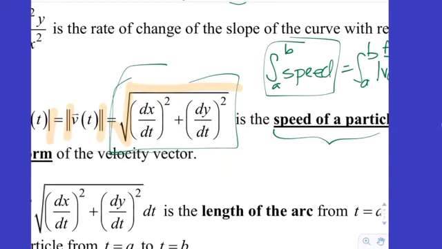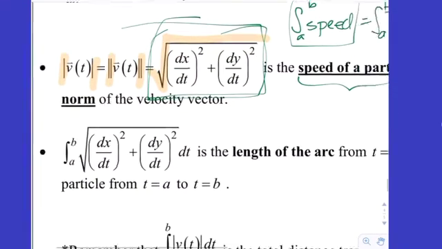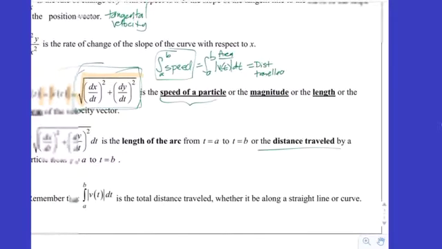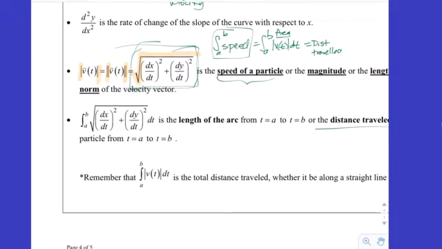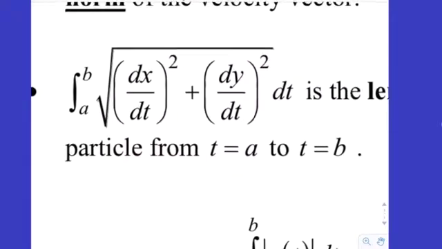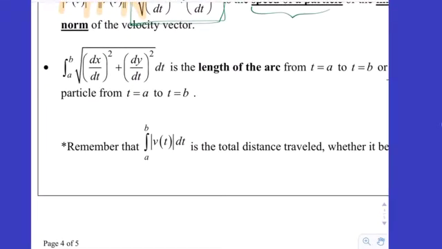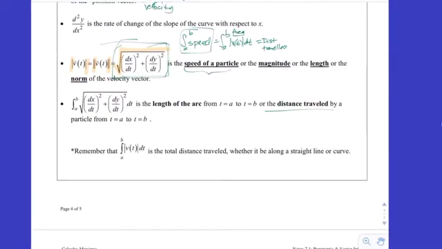Well, if this is the speed of our particle in 2-dimensional space, what happens if I integrate that? I get the arc length, which is also the total distance traveled along the curve. So they're one and the same. And this is what we just memorized. It's still going to be the arc length, but because it's the integration of the speed, it also gives you the total distance traveled. Okay, and that's what I put down there. Remember that gives you the total distance traveled.